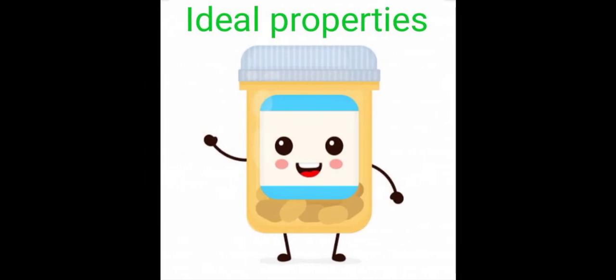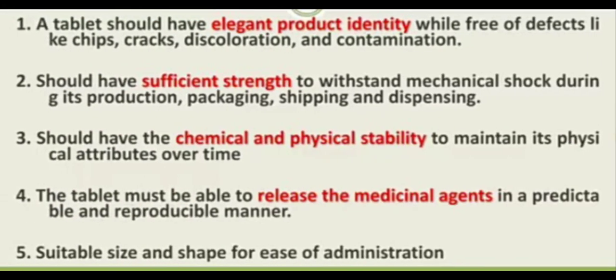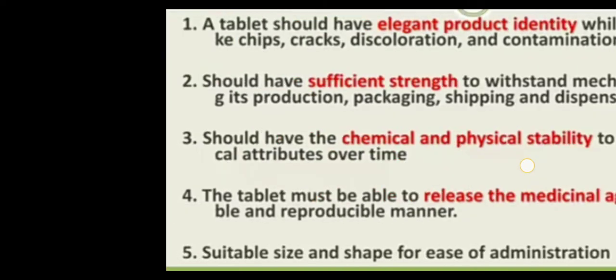How about the ideal properties of the tablet? A tablet should have an elegant product identity while being free of defects like chips, cracks, discoloration and contamination. It should have sufficient strength to withstand mechanical shock during production, packaging, shipping and dispensing. It should have the chemical and physical stability to maintain its physical attributes over time. The tablet must be able to release the medicinal agent at a particular time in a particular manner. It should be of suitable size and shape for easy administration without any problem.